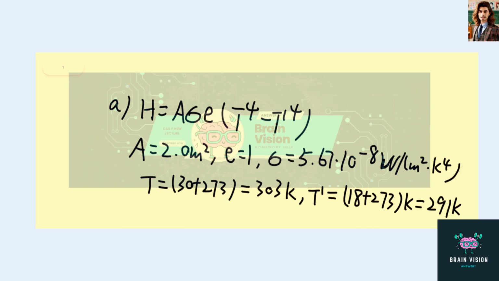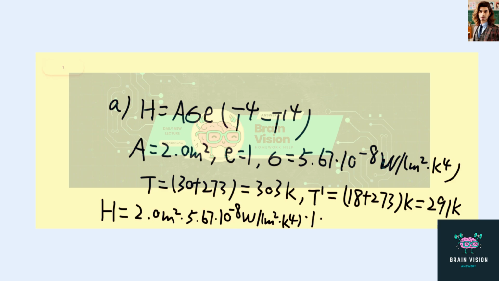Okay, and since the whole point of question A was trying to figure out the heat radiation per second, simply H, which is the heat radiation, another term, heat current, is equal to A, which is 2.0 meters squared, times 5.67 times 10 to the negative 8 watts per meter squared times Kelvin to the power 4, times 1, times 303 Kelvin to the power 4 minus 291 Kelvin to the power 4.